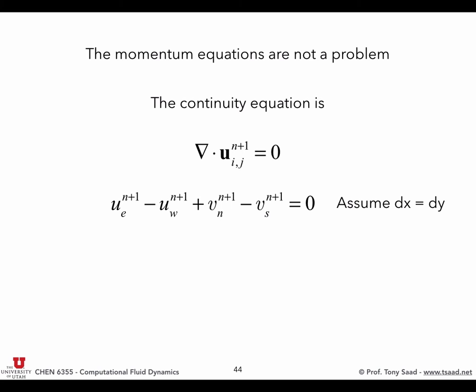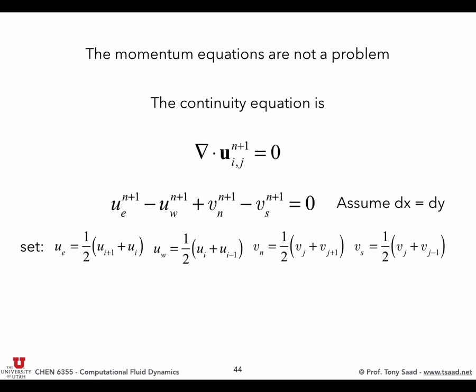If you assume dx and dy are equal for simplicity of the presentation, this is what the continuity equation gives you. U east minus U west, over delta x, plus V north minus V south over delta y. If delta x is equal to delta y, you get rid of that, so you get this combination. Okay. So now, how do you compute U east, U west, V north, and V south? You could say, okay, I'm going to take a simple average.